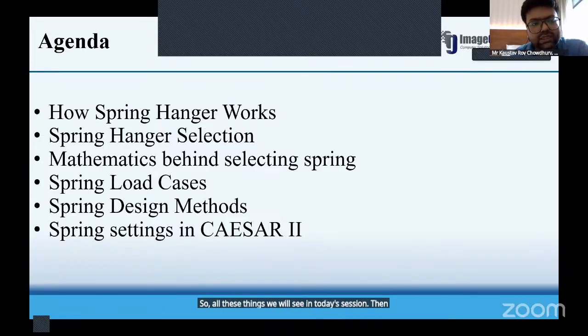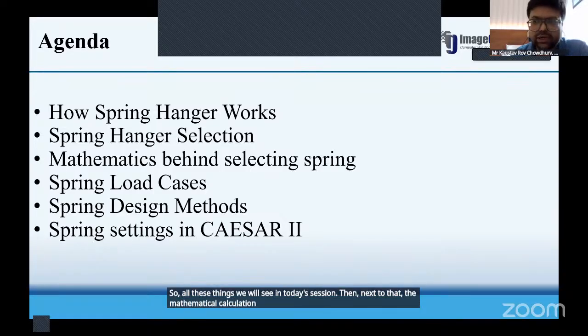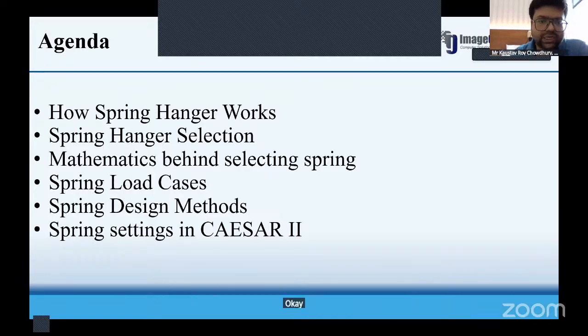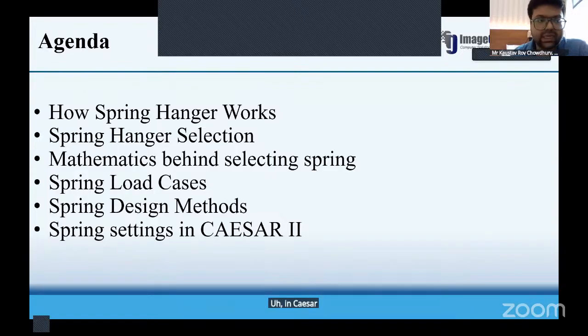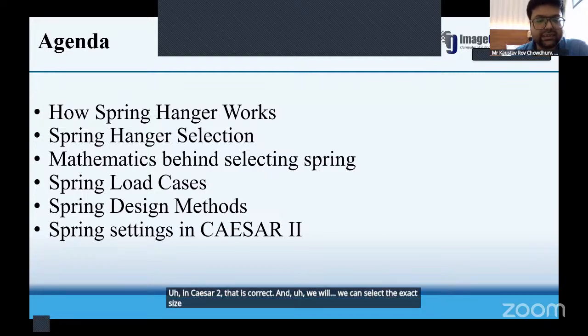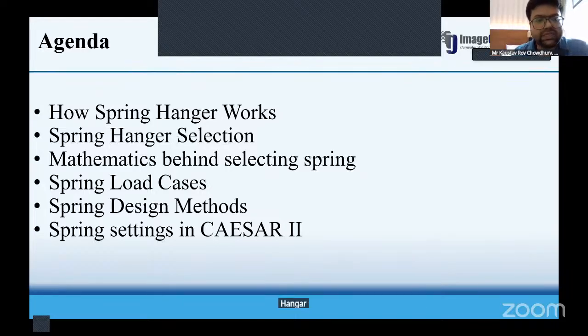Then next to that, the mathematical calculation behind it, and also we will verify our manual calculation with the Caesar 2 report, so that we can come to the conclusion that the procedure we are following in Caesar 2 is correct, and we can select the exact size and the capability as per the figure of different hanger vendors, and we can select the spring hanger accordingly.